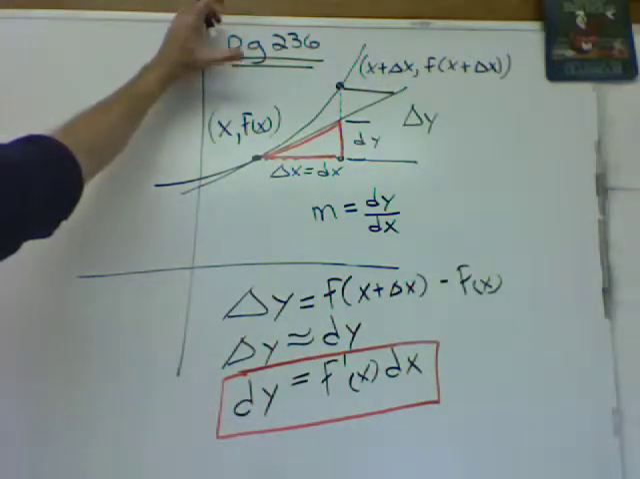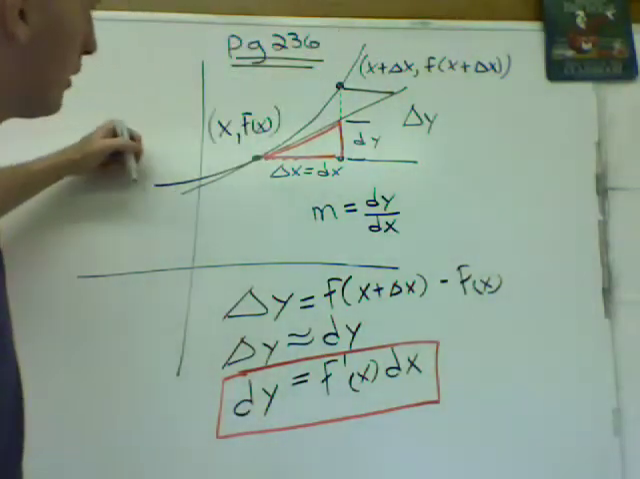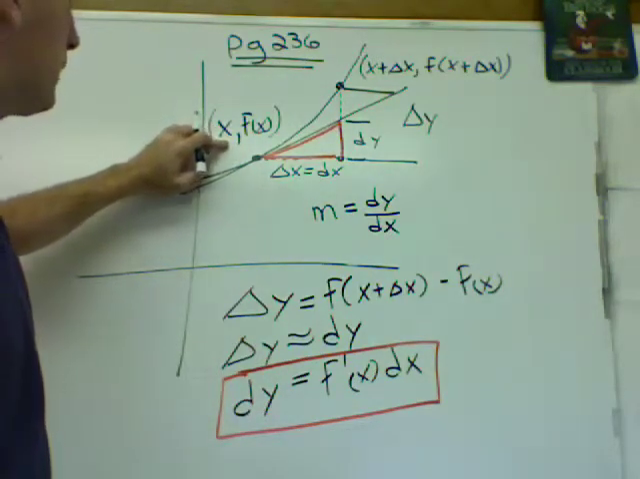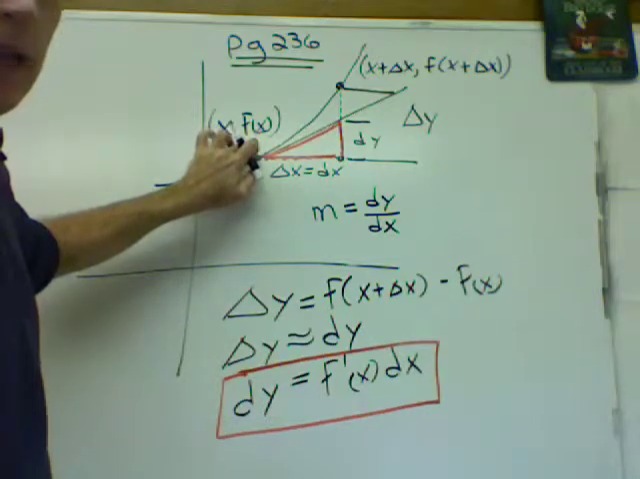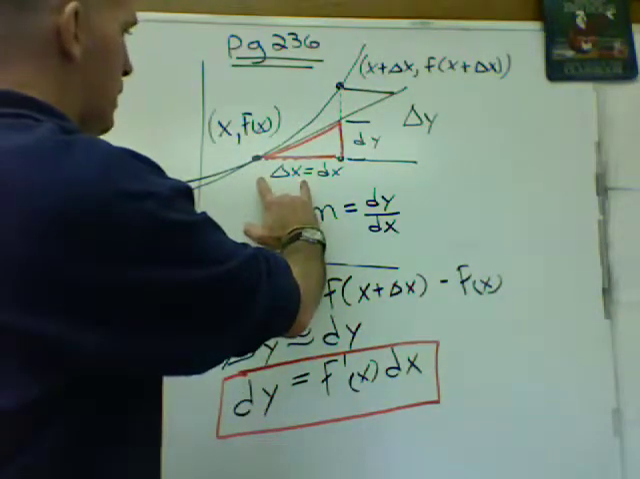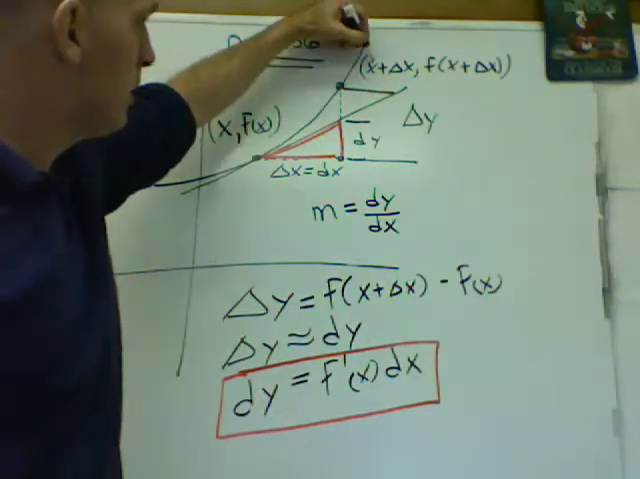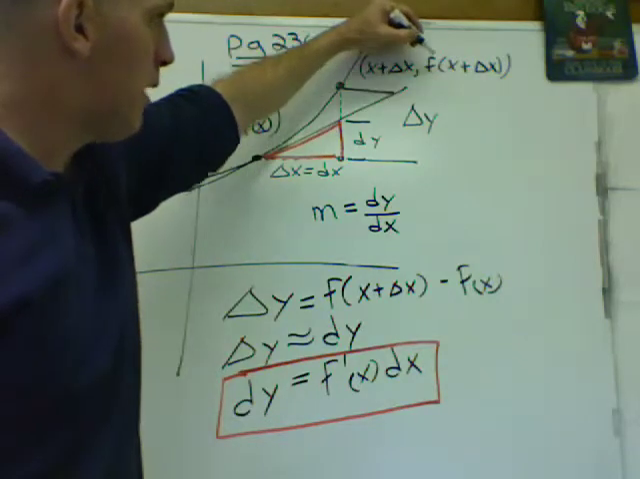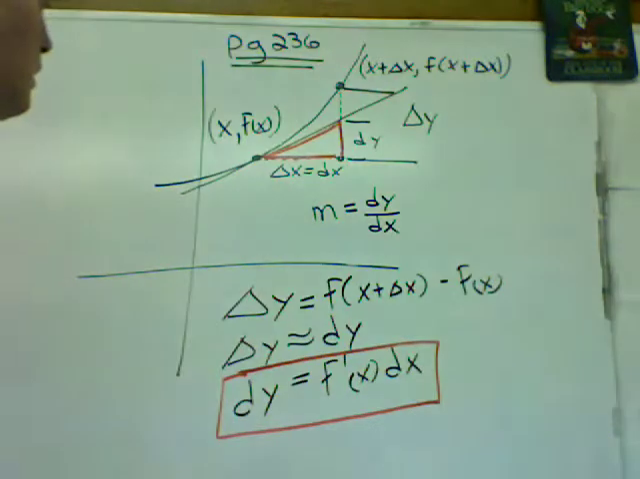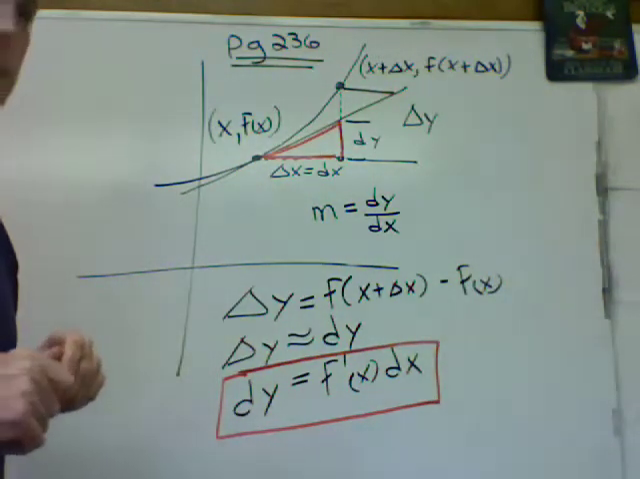236 in your book. So I have a function, f of x, kind of this curve here. And I have 2 points on my function. My first point is x, f of x, fancy way to say xy. And I'm going to add something to my x value, delta x. And I get a second point up here, x plus delta x, f of x plus delta x, a new x value and a new y value. Should be somewhat similar to the limit definition of the derivative.